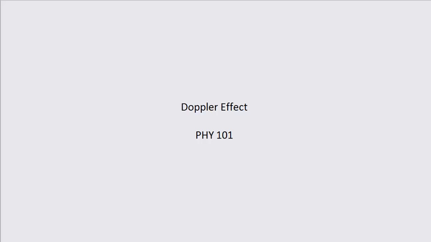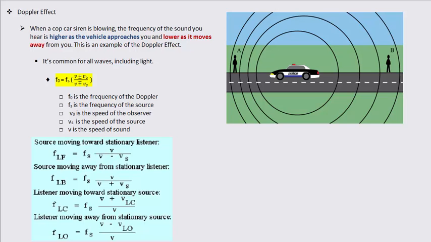In today's video, we'll learn about the Doppler effect. Majority of us have most likely experienced the Doppler effect at least once in our lifetime. For example, when a cop car siren is blowing, the frequency of the sound you hear is higher as a vehicle approaches you and lower as it moves away from you. This is a classic example of the Doppler effect.